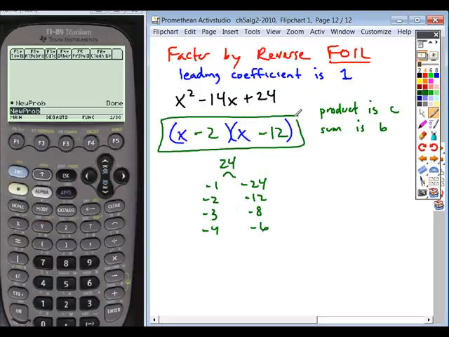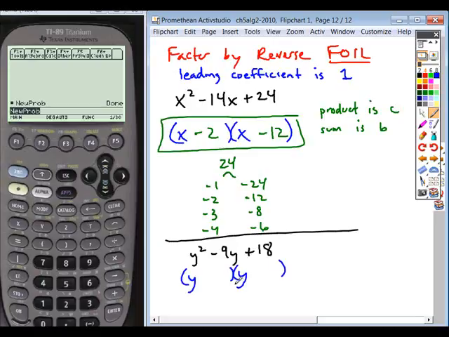Okay, what if I gave you something like this? The first degree term of whatever our variable is, so y. Our second terms have to have a product of positive 18 and a sum of negative 9. So what two numbers can you multiply to get positive 18 and add together to get a negative 9? Lauren? Negative 6 and negative 3, and so those are your factors.